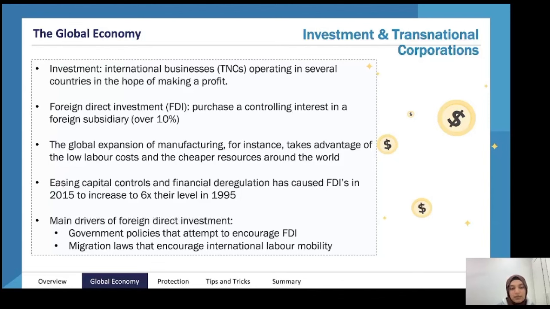The main drivers of foreign direct investment include government policies that attempt to encourage foreign direct investment, and migration laws that encourage international labour mobility as well. So international labour mobility is the movement of labour across different countries, and migration laws make that easier.